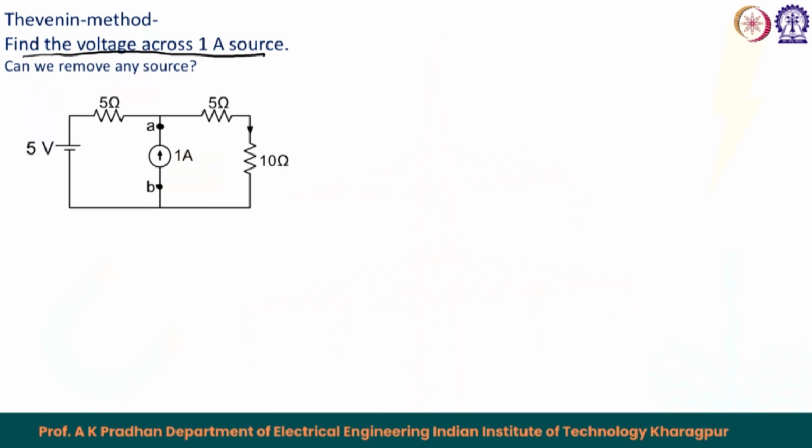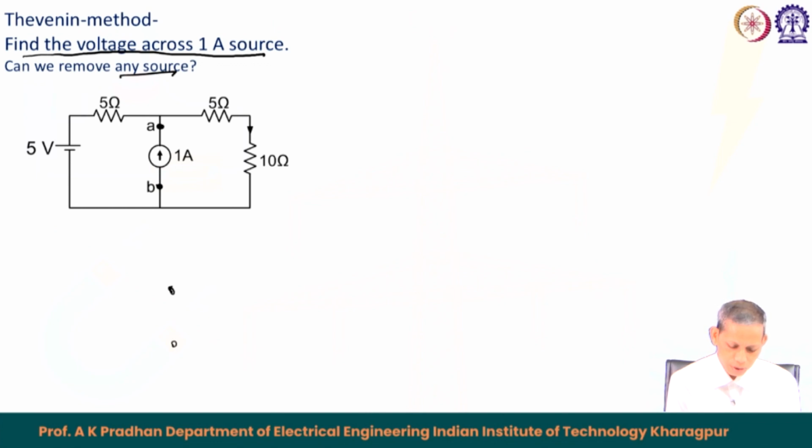Then you may be curious whether you can remove any source now, because in this case, if you like to apply the Thevenin approach, you have to open this VAB. So, here we are not opening a resistance. Can you open a current source or voltage source, whatever is there in between A and B? The answer is yes. So, this is a simple case.